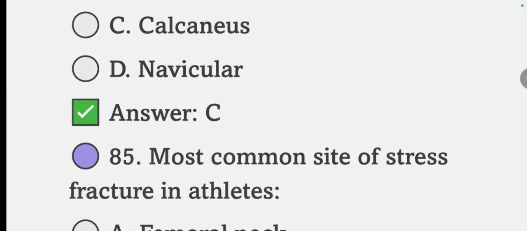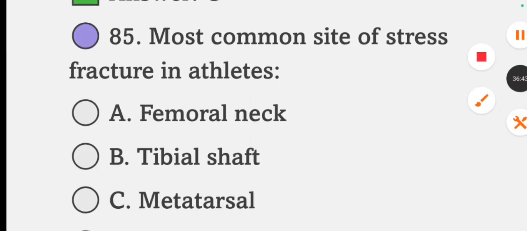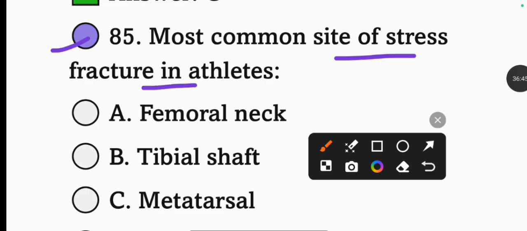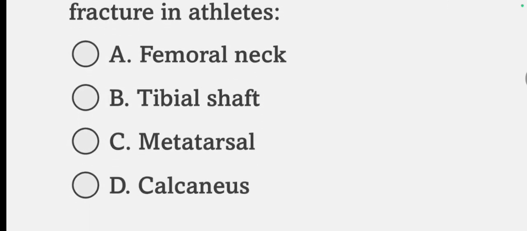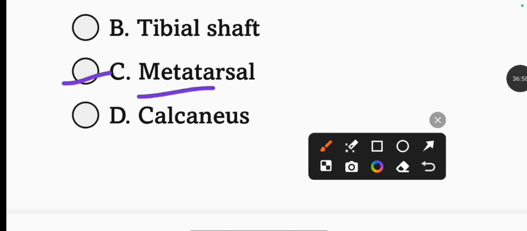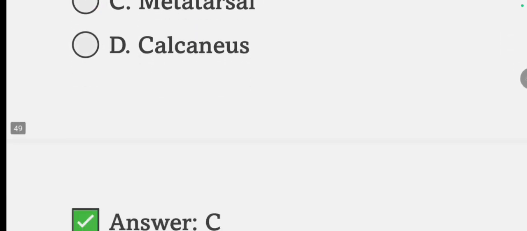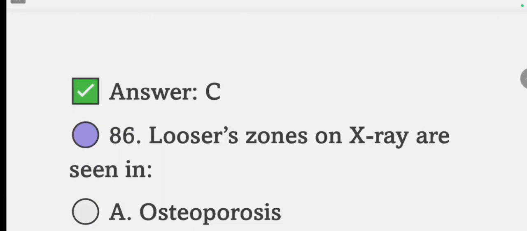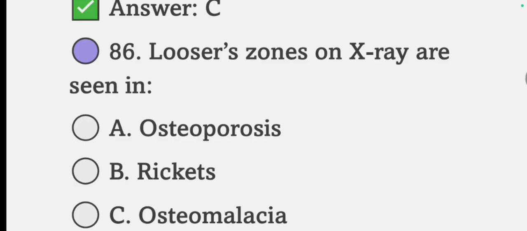Okay. Now come to 85 questions. Most common site of stress fractures in athletes. So the most common site in athletes is the metatarsals, like second, third metatarsals. C option given is the correct option. Second and third metatarsals, like sports activities and repetitive activities, common in seniors.